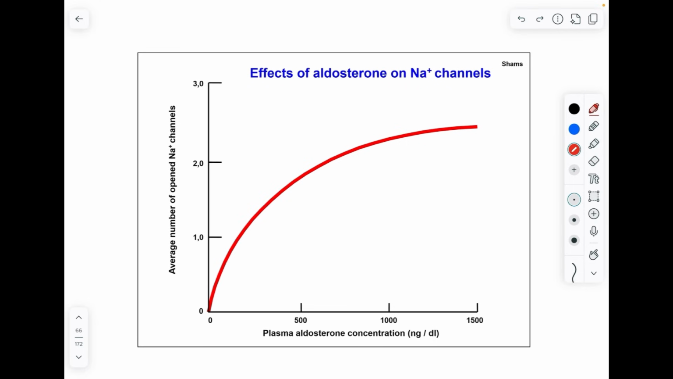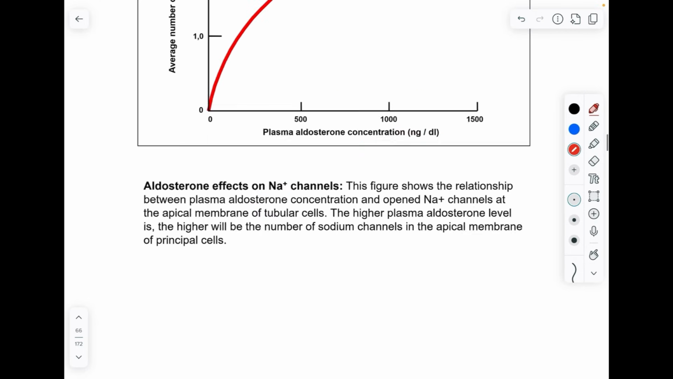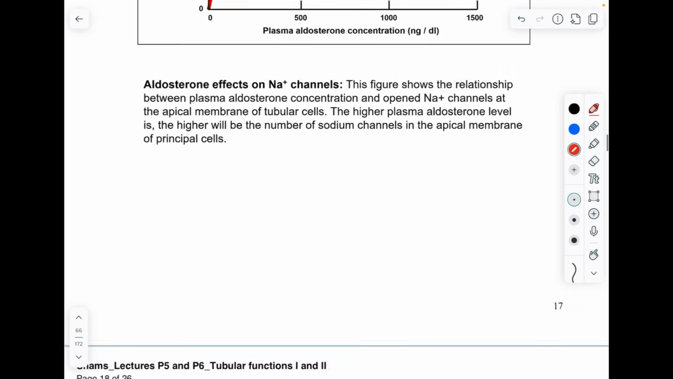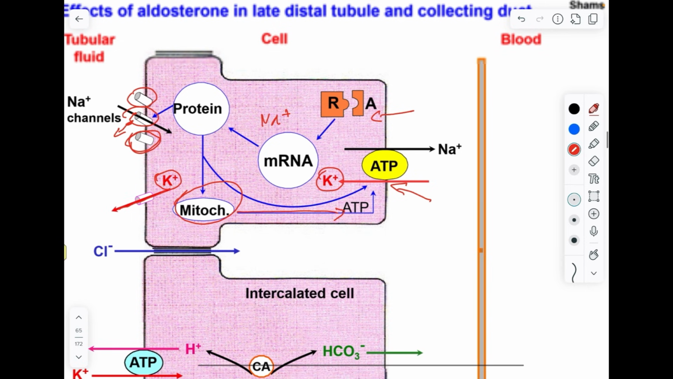Now, this is a graph that tells you that more aldosterone means more Na channels. Very simple graph. Plasma K increases aldosterone concentration. Why? Because if you have a lot of potassium, we said as a side effect of aldosterone, what happens with potassium? It's excreted more. Do you remember, guys?